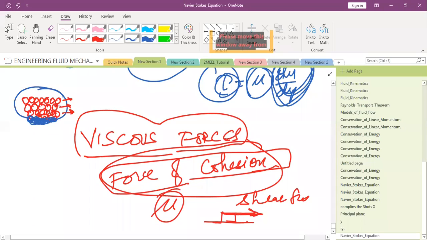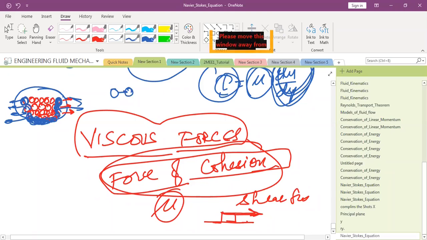But think about an alternative thing. Say, instead of stopping this, I was pulling these three molecules in this direction, and say these blue molecules in this direction. Then also there will be some resisting force, or not? Yes, sir, because force of cohesion will be in all directions.